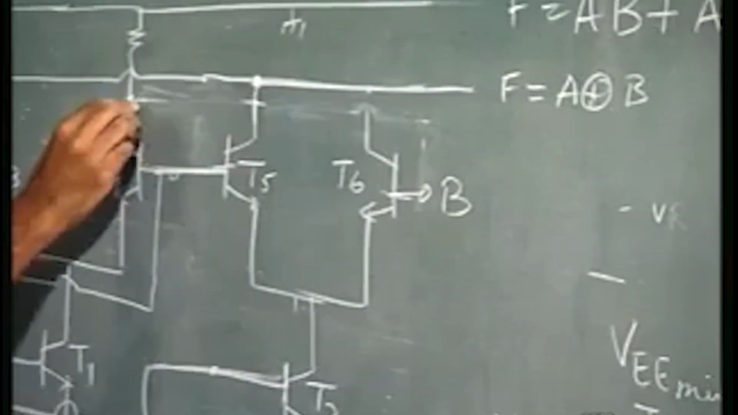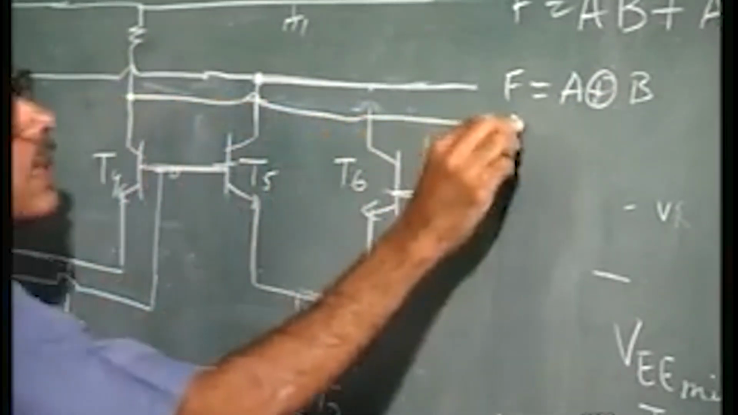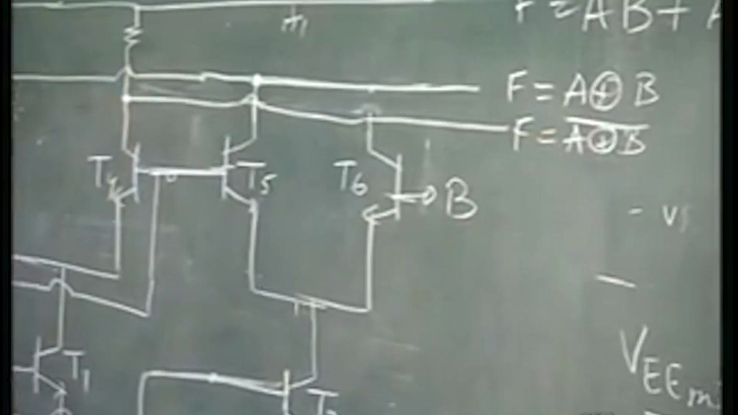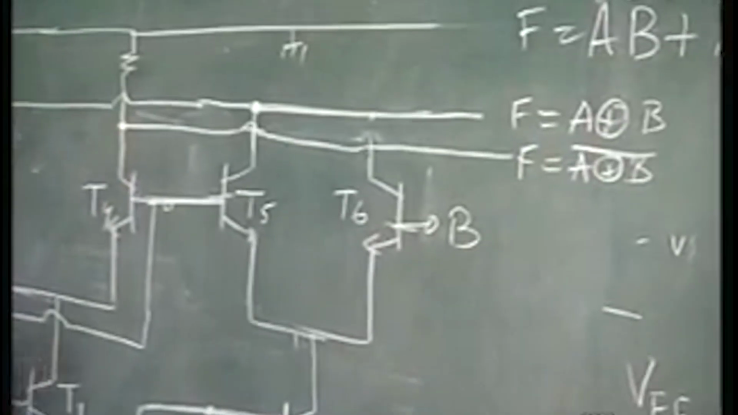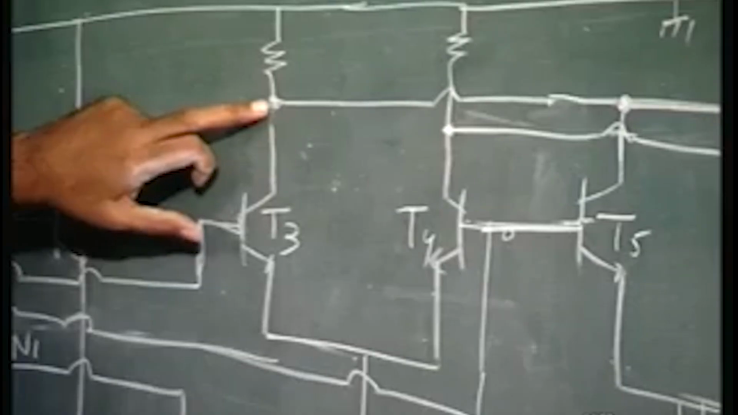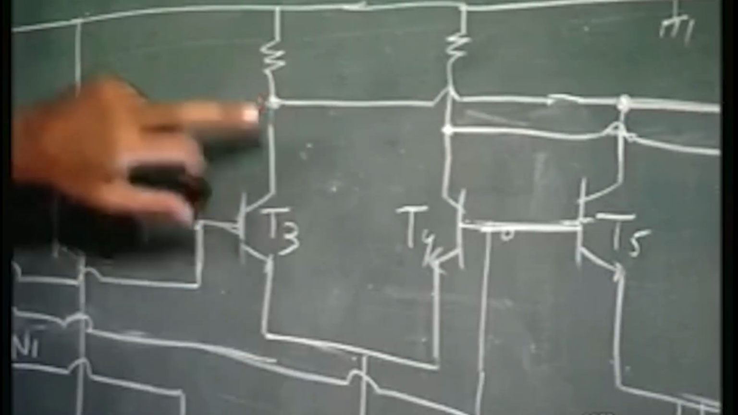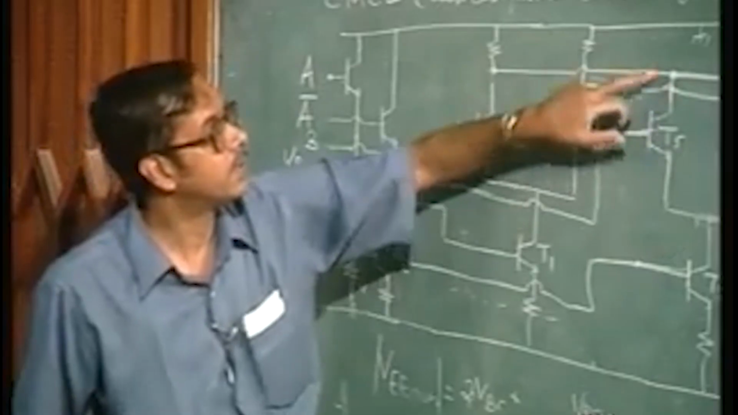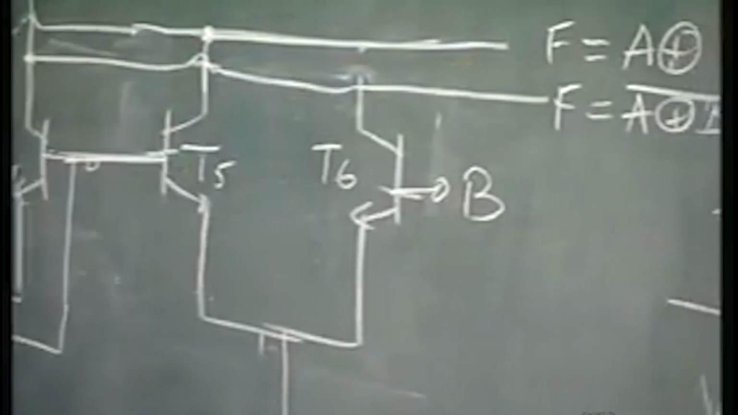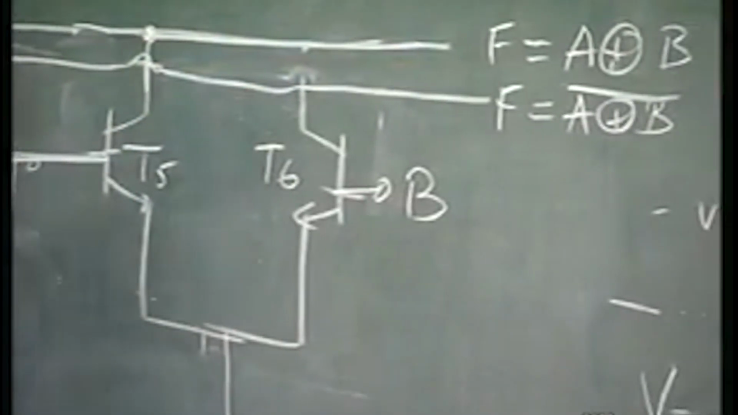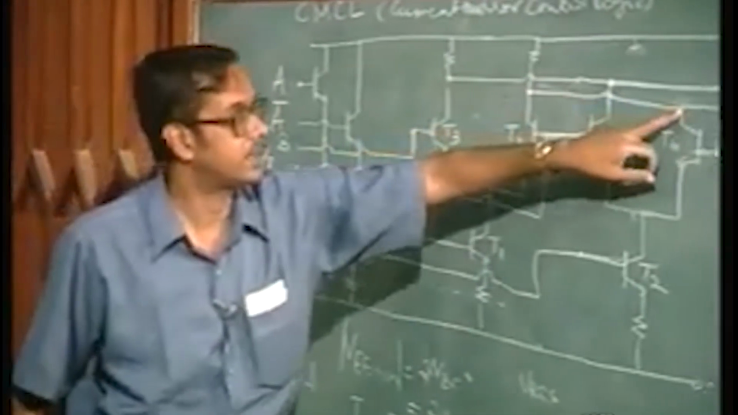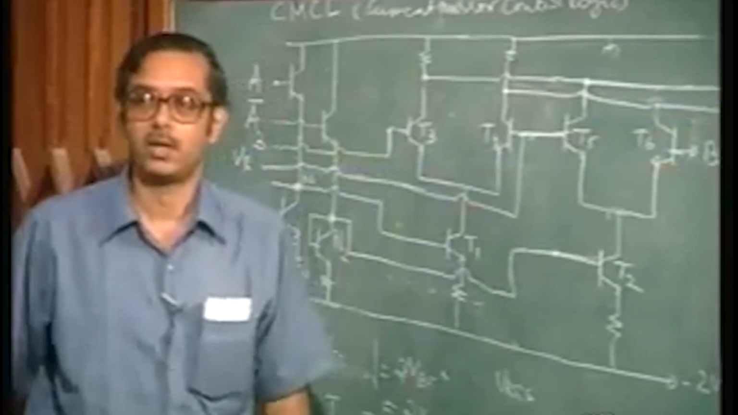So, you should short these two outputs here, and this is going to be F, A exclusive OR B. The other two outputs give the complement actually. All right, it is clear. So, if A is high, this part of the circuit is on, F is going to be B bar. If A is low, then this gives B, so the output is going to be B. So these two are shorted, and that gives A exclusive OR B. The other two collectors can be shorted to give the exclusive NOR combination.